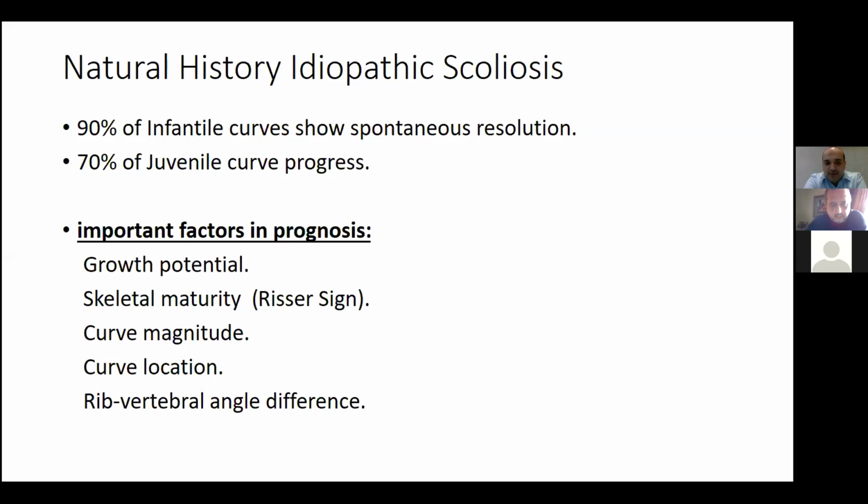Curve magnitude: a big curve progresses much more rapidly than small curves. Curve location: thoracic curves progress less rapidly, while lumbar curves progress very rapidly compared to thoracic. And we have the rib vertebral angle difference. I had a slide, but I removed it because it would be complicated to talk about. It's just an angle that gives an idea whether the curve will progress or not.